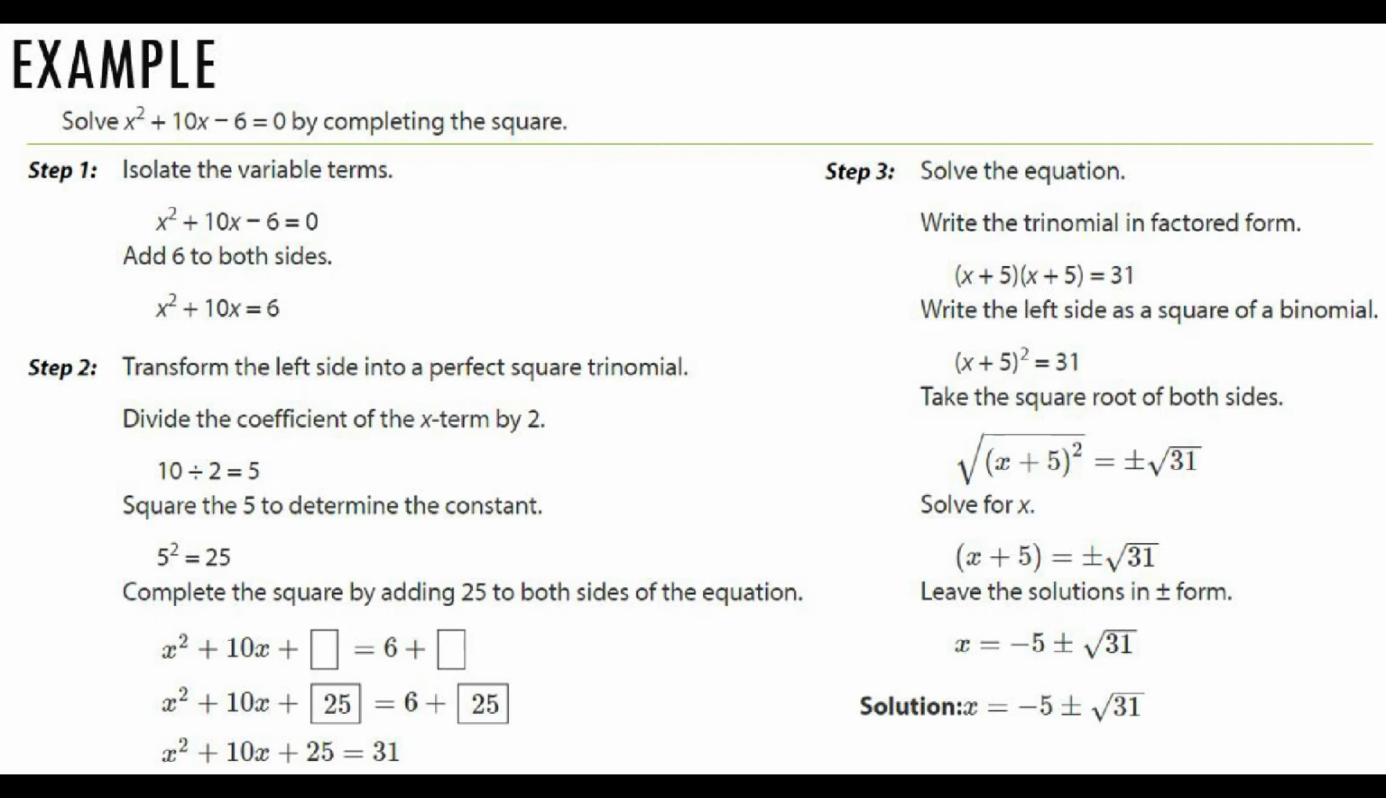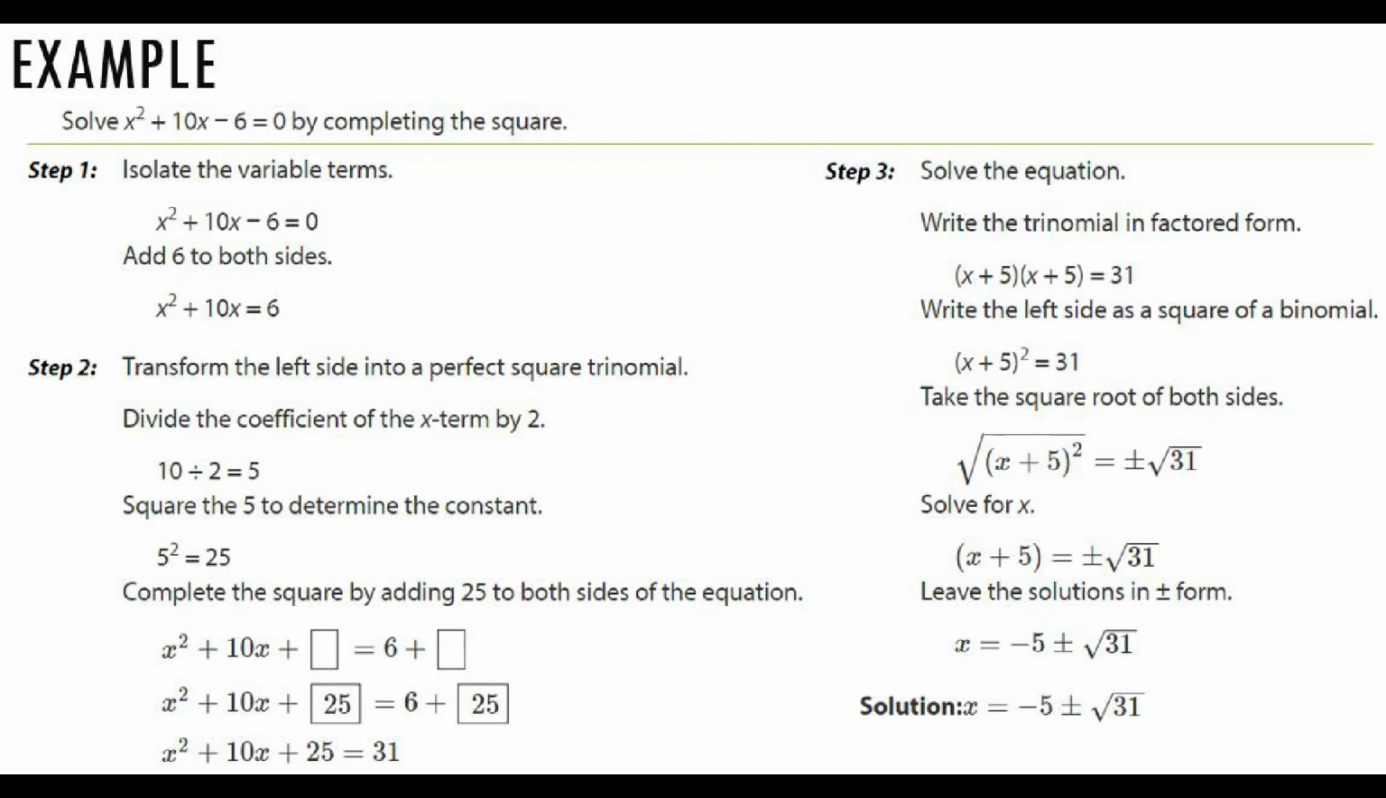Now I'm going to take the square root. So the square root of (x plus 5) squared is just x plus 5, and then I have the square root of 31. 31 doesn't have a square root, so we're going to just leave it as the square root of 31. That plus over a minus sign means positive or negative. So remember, it's going to either be the positive square root of 31 or the negative square root of 31.